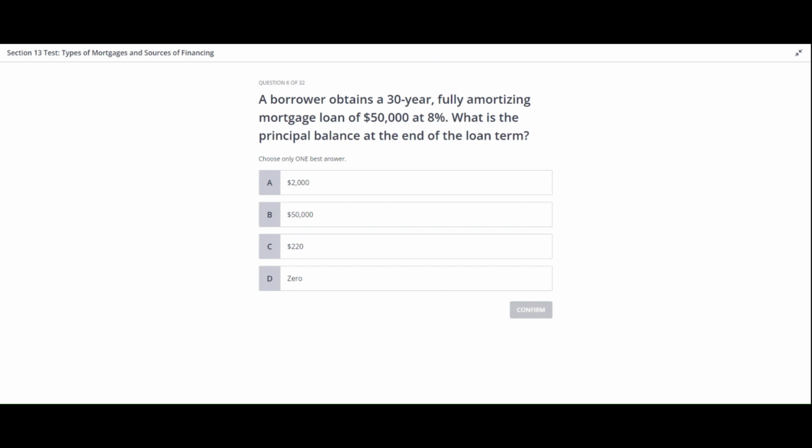Question number 6. A borrower obtains a 30-year, fully amortizing mortgage loan of $50,000 at 8%. What is the principal balance at the end of the loan term? Option A: $2,000, B: $50,000, C: $220, D: 0.